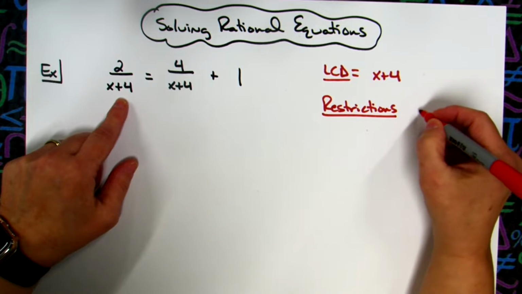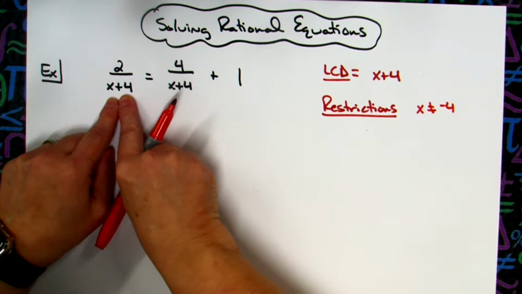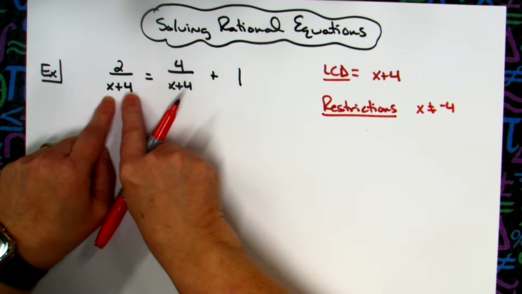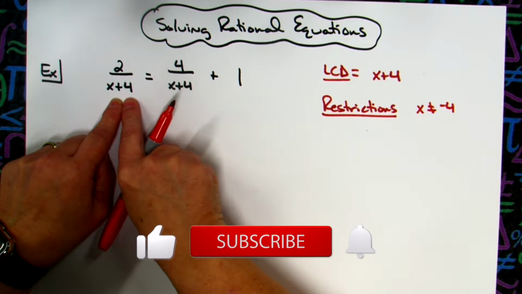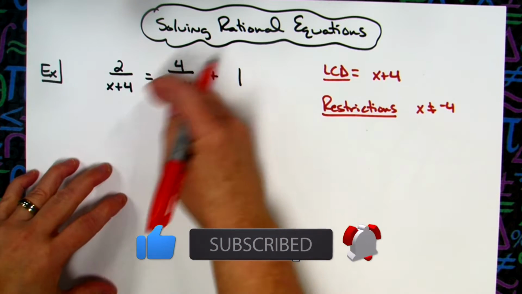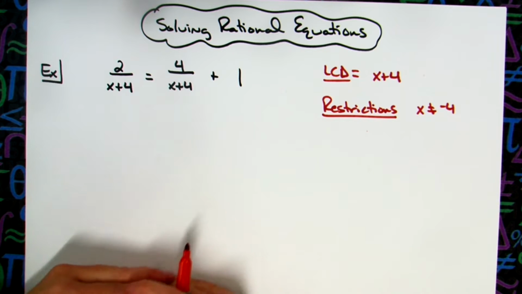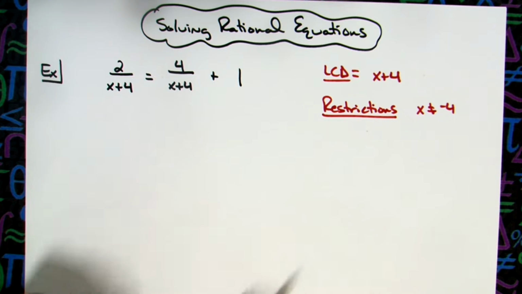So in this case, x cannot equal -4, because if x is -4, -4 plus 4 would be 0. That would be producing a division by 0, and that's not allowed. So we want to go ahead and put that down here at the beginning before we get started. Once we solve, if we would solve the equation and come up with x equals -4, we would know right off the bat that we have to throw that answer out because it is a restriction.